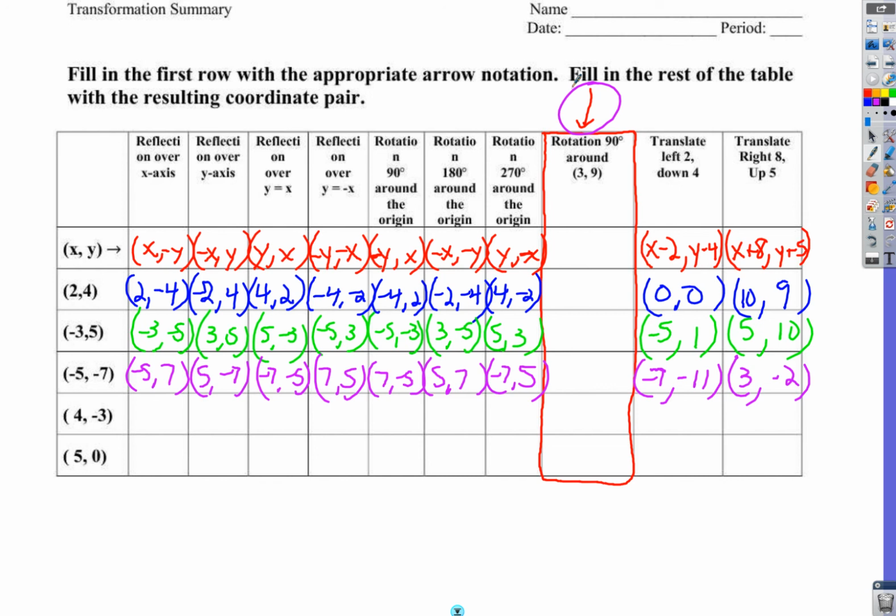Rotation. Wait, what is it? A rotation around a point that is not the origin. Formula for that? It's the same thing as these rotations, but with 2 extra steps. It's really a combination of rotations and translations. So it's a translation, a rotation, and back to a translation. Yeah, we can skip it.